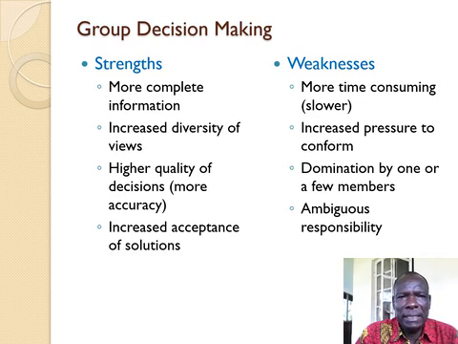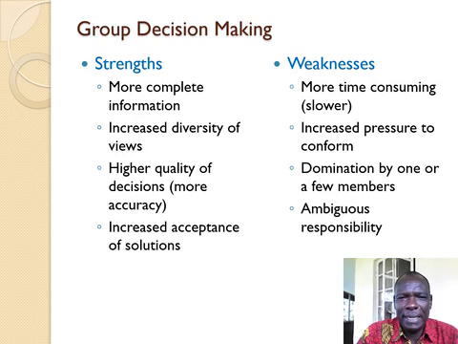But there are also weaknesses of group decision making, namely, more time is consumed, it is slower, it increases pressure to conform, there is domination by one or a few members, and responsibility is not clearly assigned. Of course, some people can hide and say, it was the group that made the decision, and so they hide. They don't want to take responsibility.